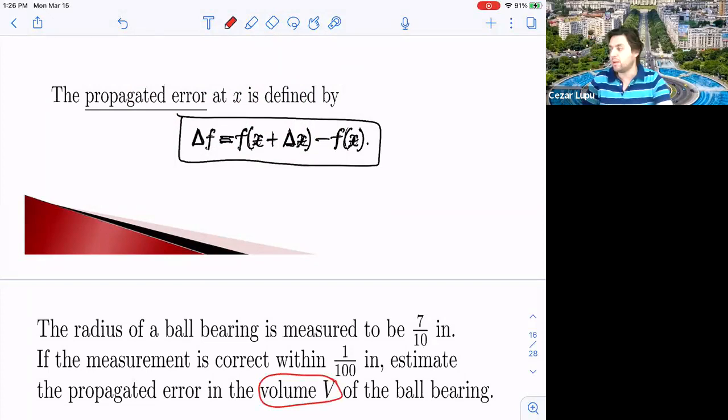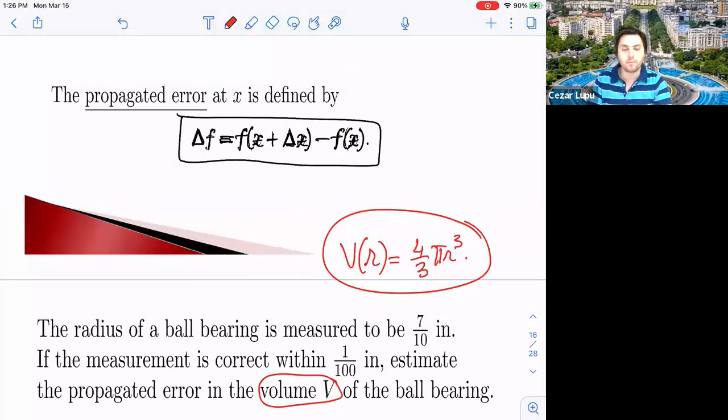So this volume will be some kind of a function of R, right? And remember the volume of a sphere, let's call it V of R, is what was it? It's 4/3 pi R cubed, right? Okay. So in our case, what is the radius R? And what is the measurement, delta R? So what do you think?